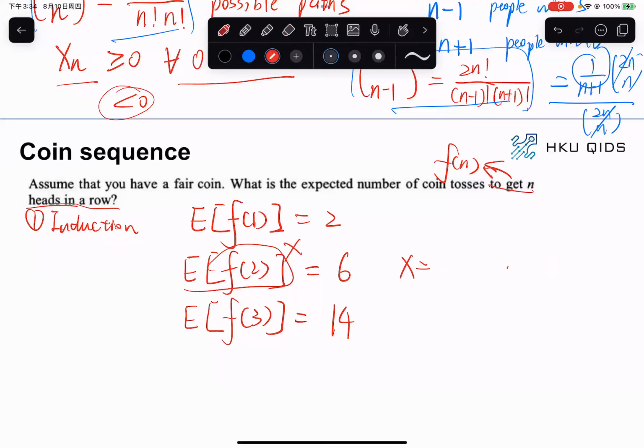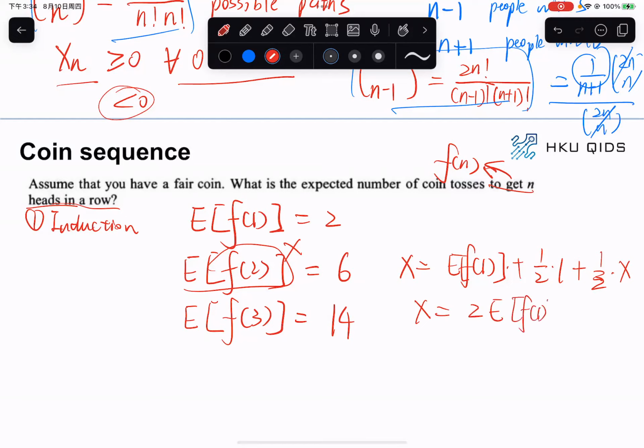So we should first start from EF1, right? And then there is 1/2 probability to have 1 and plus 1/2 probability to go all the way back. And we can know that x is going to be 2 EF1 plus 2, which is just 6. Okay. So, sorry, this should be 1 here.